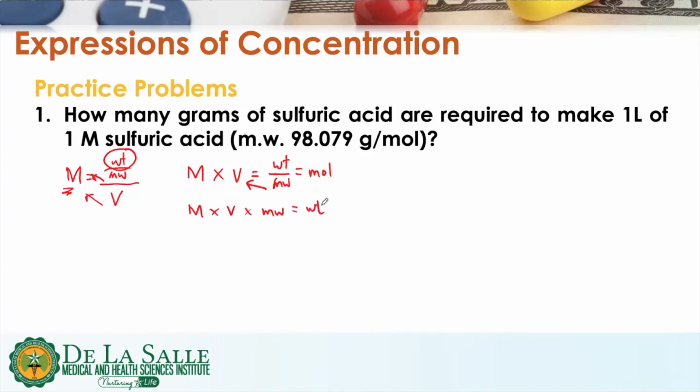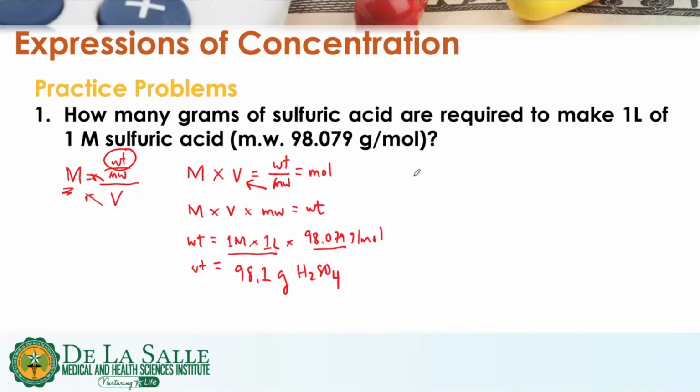of the substance. So the weight of the sulfuric acid required to make 1 liter of 1 molar solution with a molecular weight of 98.079 gram per mole is actually equal to this 98.1 grams. So basically, this is equal to 1. So we just round this off to 98.1 gram of sulfuric acid.